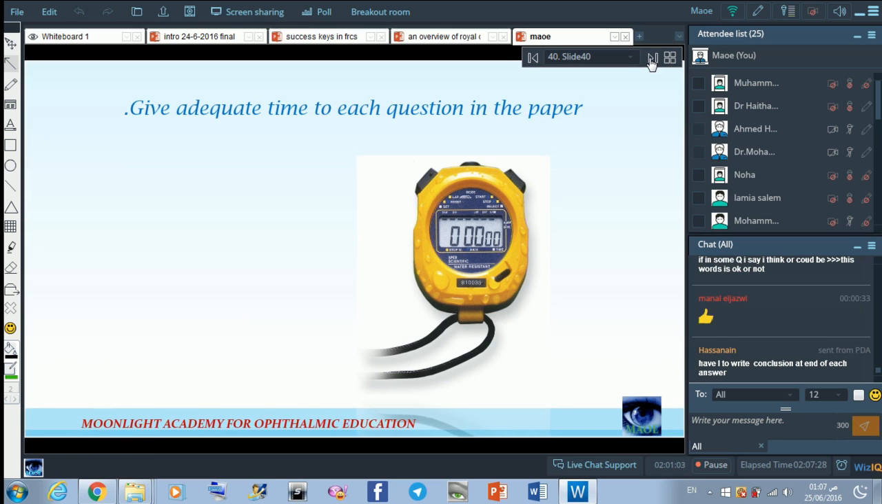Also, time is crucial in a problem-solving exam. Give adequate time to each question in the paper. You have 4 questions in a duration of 2 hours and 15 minutes. I suggest 30 minutes per question, to save an extra 15 minutes for revision.